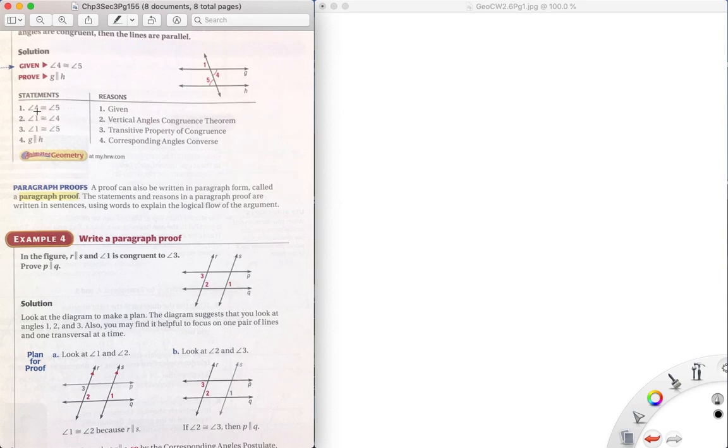So I'll say angle 4 is congruent to angle 5 because it's given to me. Therefore, by the vertical angles theorem, 1 is congruent to 4. Hence, due to the transitive property of congruence, 1 is congruent to 5. Lastly, I can say that line G is parallel to line H because of the corresponding angles converse. Start off with your 2-column proof first, my recommendation, and then each line will become a sentence, and then you will have a paragraph.